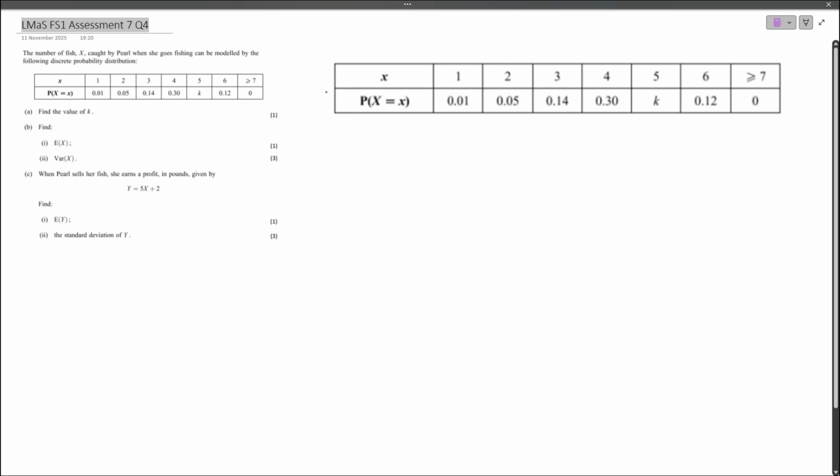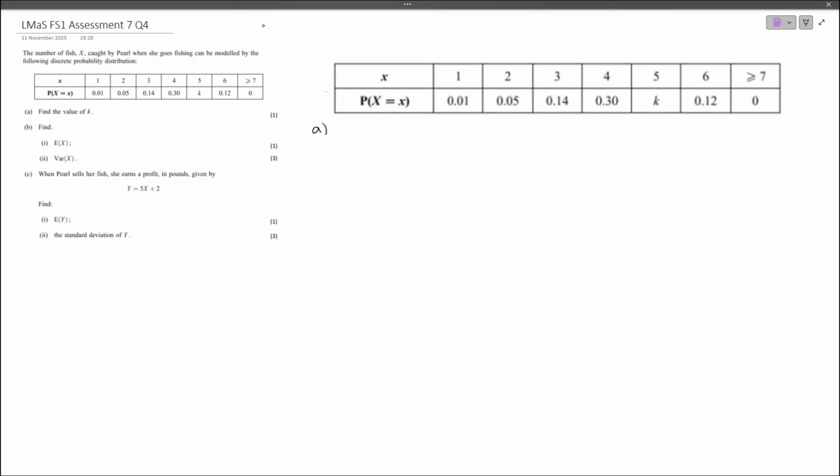Marriott Maths video. This time we're going to attempt question 4 from the Leeds Maths School Further Statistics 1 Assessment number 7. We're told that the number of fish X caught by Pearl when she goes fishing can be modelled by the following discrete probability distribution. And we're asked to find the value of K.